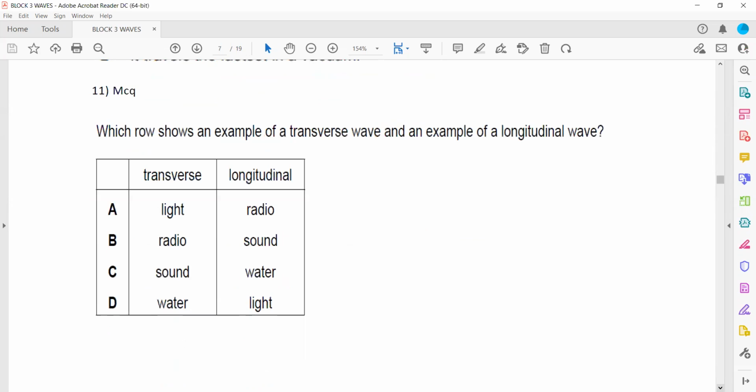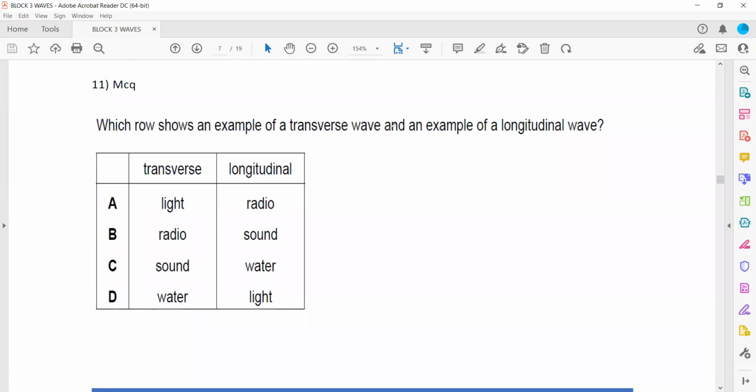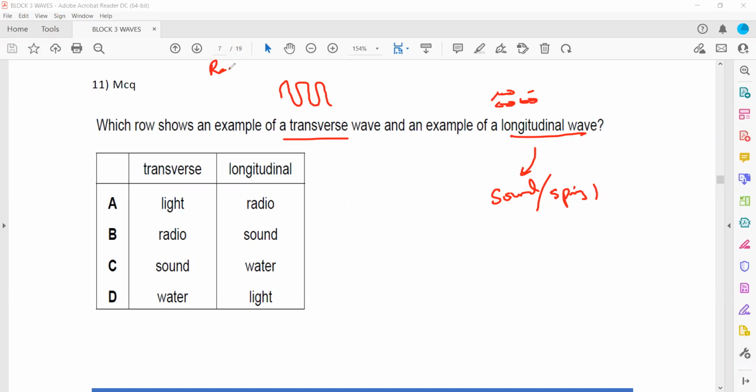Which shows an example of a transverse and a longitudinal wave? Transverse wave means the particles vibrate perpendicular, and longitudinal means the particles vibrate parallel to the direction of the wave. The only longitudinal waves which you are studying are sound waves and a wave in a string. And for transverse waves, all electromagnetic radiation such as radio waves, microwaves, infrared, visible, ultraviolet, X-rays and gamma rays, all these radiations are transverse.